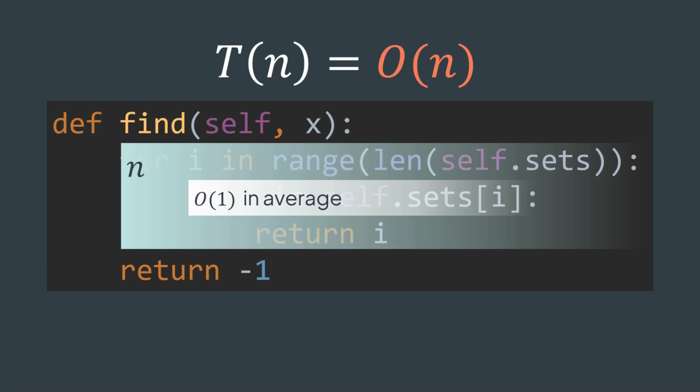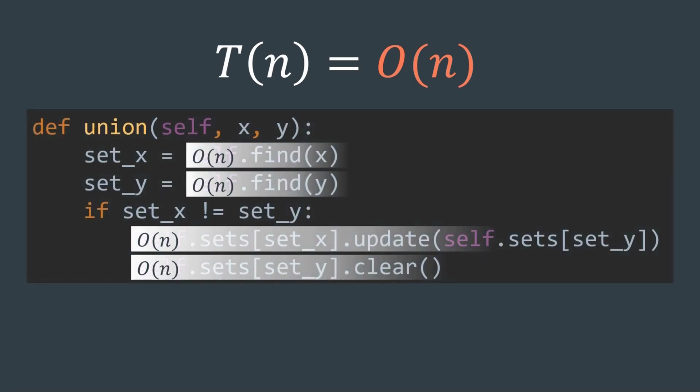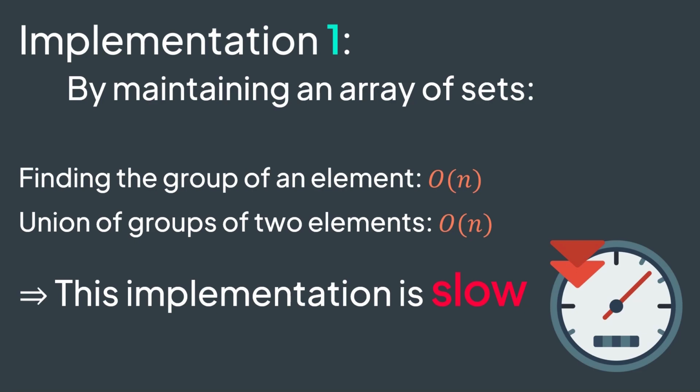Same result for the union operation. We start by finding the set of the first element, O(n), the set of the second element, O(n), move elements of the second set to the first one, O(n), and clearing the second set, O(n). We get O(n) time for the union operation, inefficient. The way we implemented union find is definitely not the best way. Let's see something else.